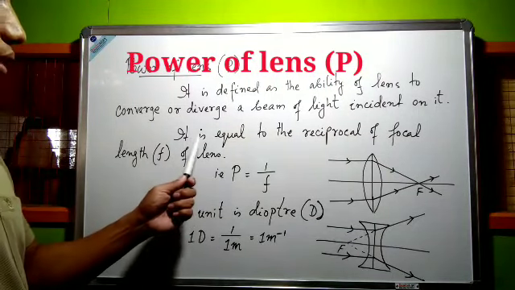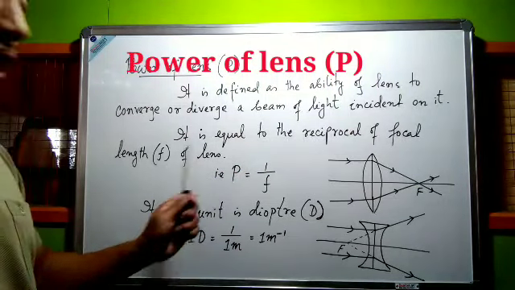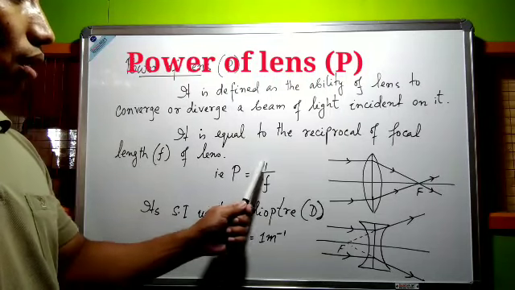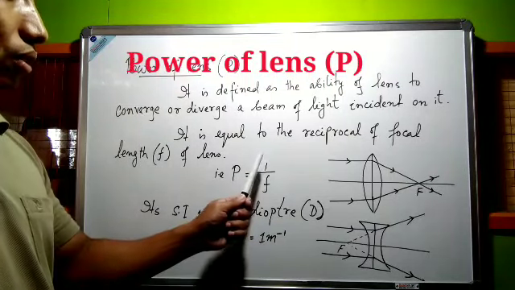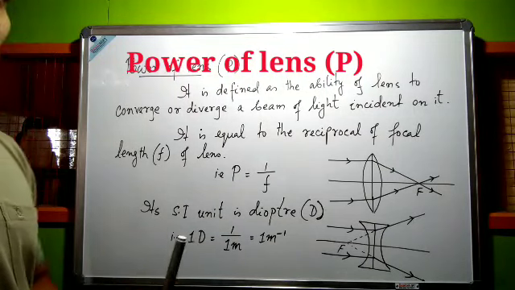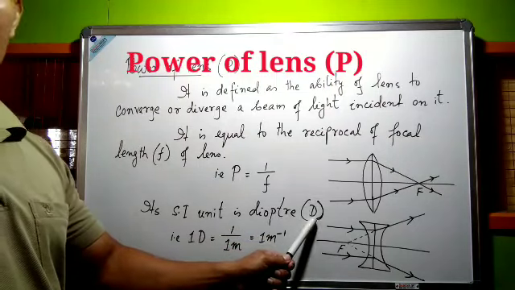So the power of a lens is equal to the reciprocal of the focal length of the lens. That is, power of lens P equals 1 by f, the reciprocal of focal length. Its SI unit is diopter, denoted by capital D.